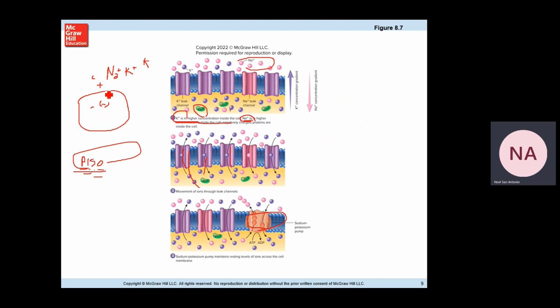And if we measure how negative the charge is inside of a resting nerve cell, it is said to be equivalent to negative 70 millivolts. Again, that is the resting membrane potential.